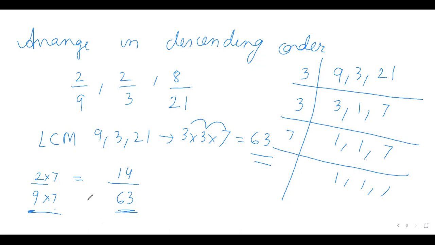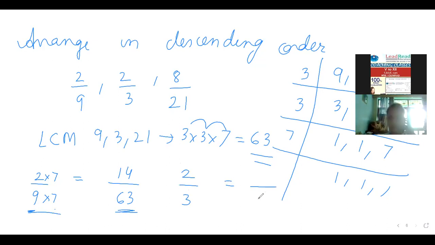Yes, ma'am. So if I take the second number, that is 2 by 3, then again I have to make the denominator 63. If I want to make 3 into 63, what should I multiply? You can see this LCM 3 is there. 3 into 7. So what should I multiply in 3? That is 21. So what should I multiply in the numerator? Again 21. Very good. So what is the answer of the numerator? 42. You are correct.